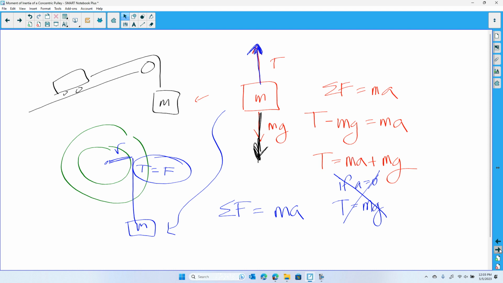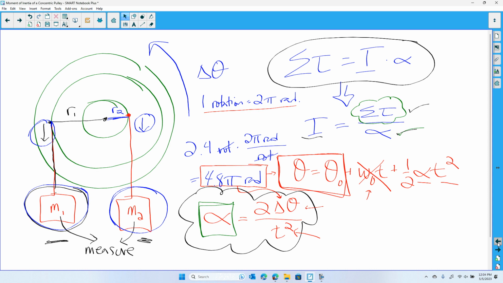For a brief amount of time, this object was in free fall. When it was in free fall, the tension was 0, and its acceleration was equal to g. Mass times acceleration was equal to mass times g. So we can't just look at this system and say, well, we know the downward forces. It's equal to the weight of the object. It's not. So how do we deal with this?